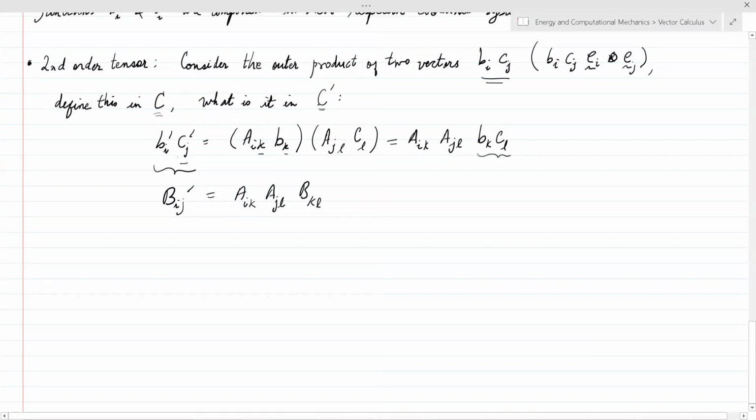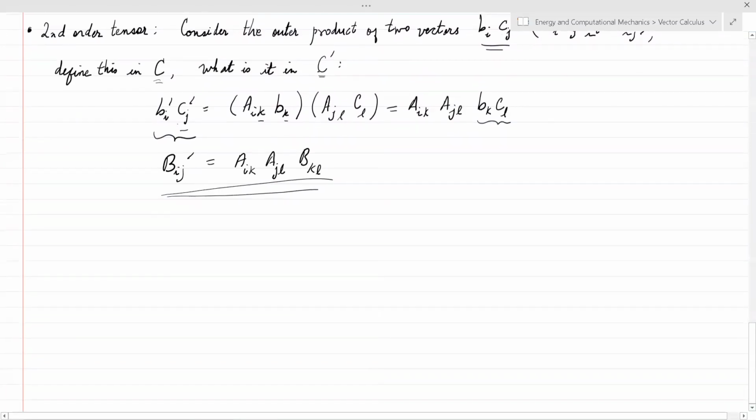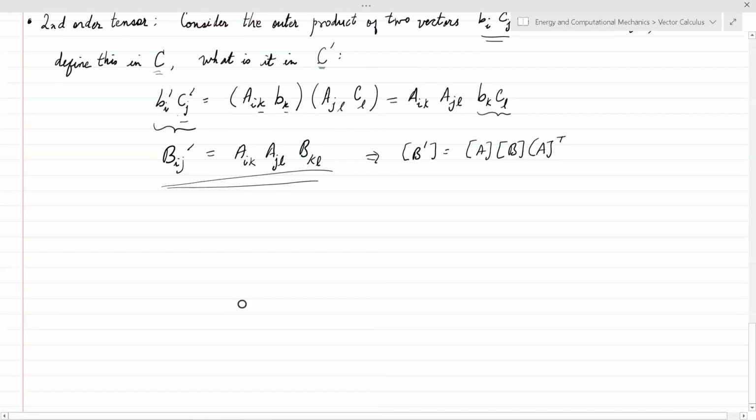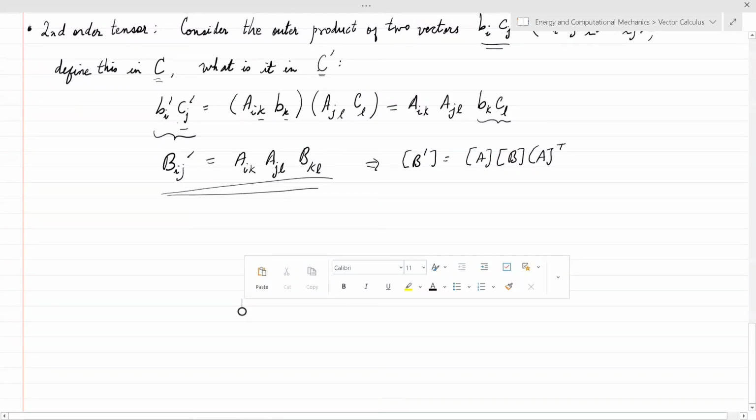And you may be used to doing it for a stress tensor, and you probably learned the Mohr circle, but this is one way to transform a second order tensor. And this is the same thing as writing B prime equals A times B times A transpose. These are direction cosines, by the way, the direction cosines that we had defined earlier.